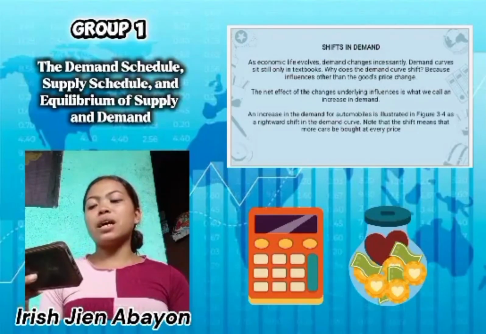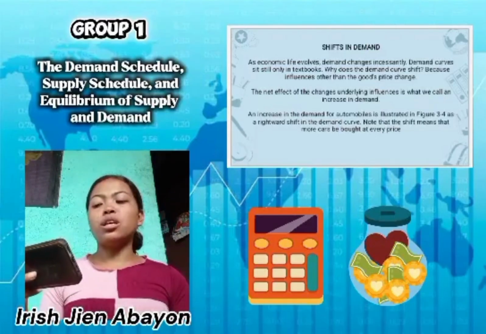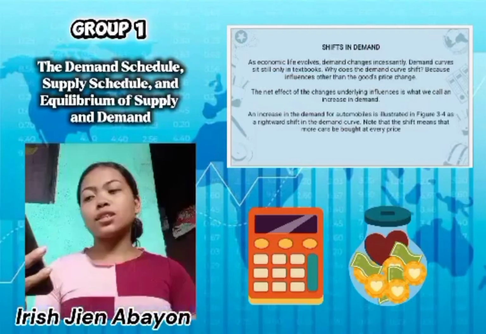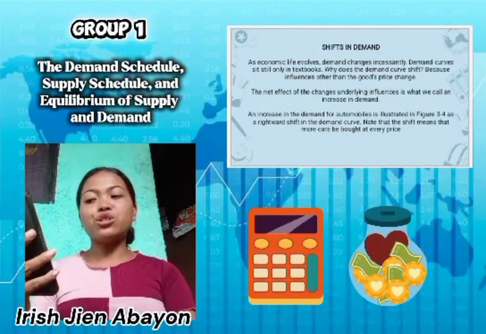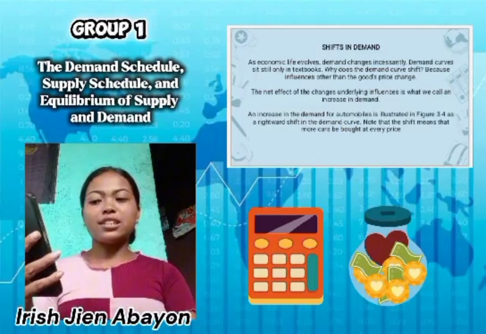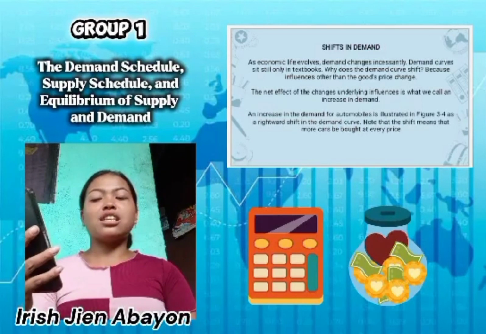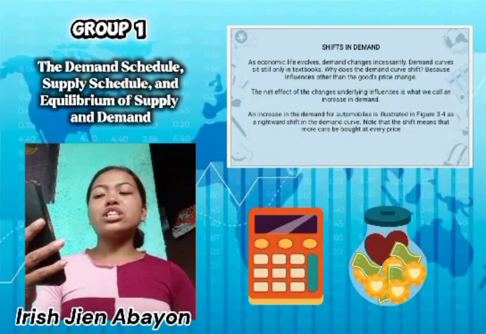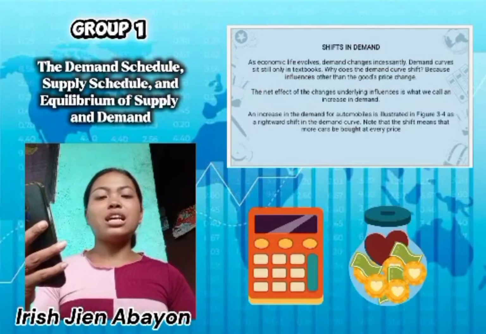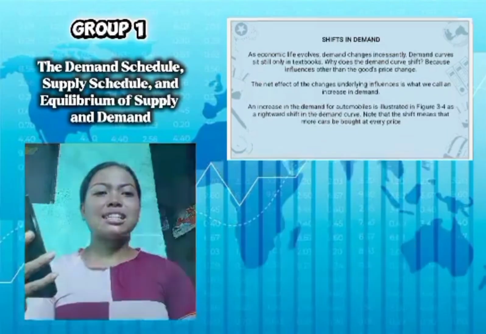An increase in demand for automobiles is shown as a rightward shift, meaning more cars are bought at every price. When there are changes in factors other than the good's own price which affect the quantity purchased, we call these changes shifts in demand. Demand increases or decreases when the quantity demanded at each price increases or decreases.